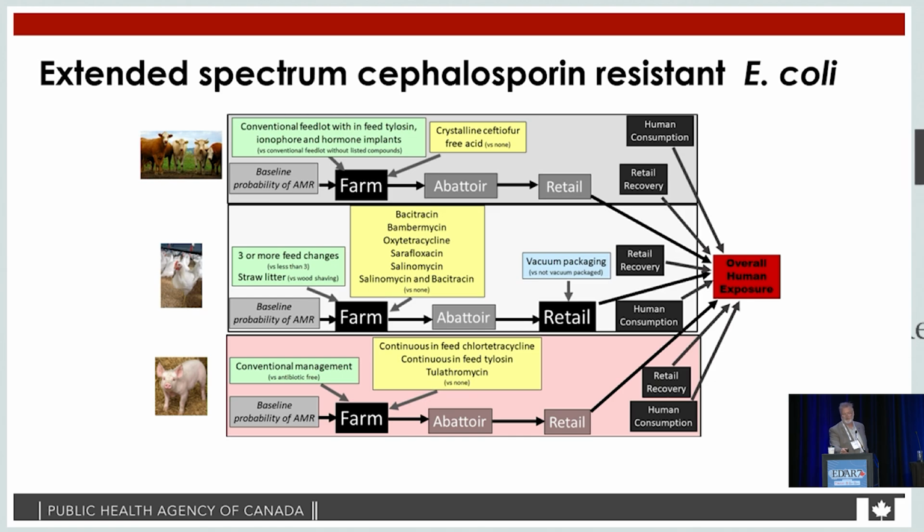This one is extended-spectrum cephalosporin resistant E. coli. So this shows some of the factors. A lot of them are antimicrobial use, but there are other things like litter type in poultry, conventional versus antibiotic-free management in pigs, conventional feedlots with tylosin, ionophore or hormone implants.